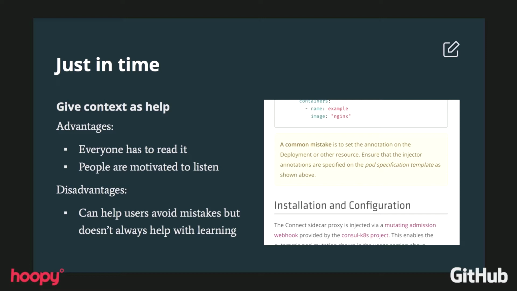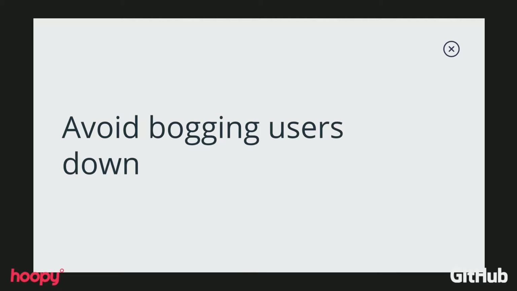But the disadvantages are that it doesn't really give people the full picture of the context that you're trying to get to. It's just like a little snippet of like, don't do this. So how do we avoid bogging our users down?